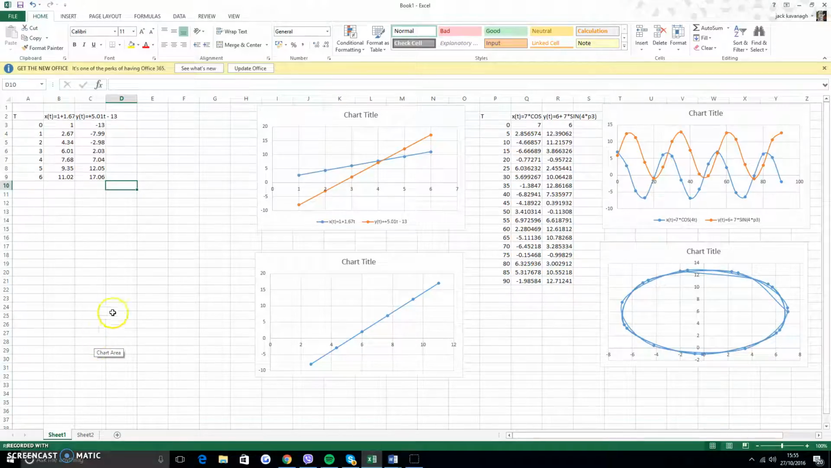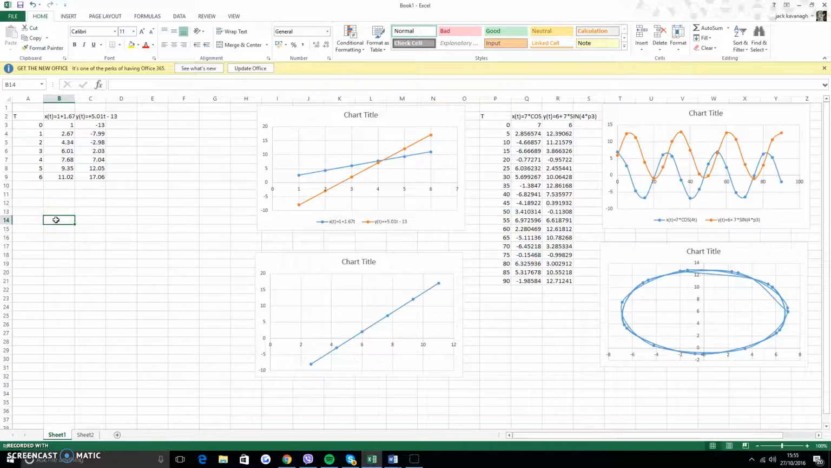So this is Jack Kavanagh doing the first CA for maths for year 2 computing. For the first question, we have an object that's moving in a straight line at a constant speed from the point (1, -13) when time is equal to 0 to (11, 17) 6 seconds later. So the first thing we have to do is to get the equation of the line, and the first thing you need for that is to get the slope.